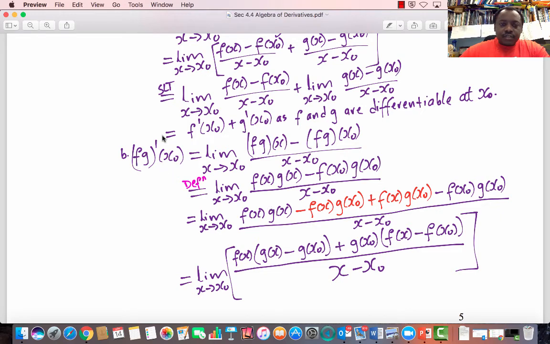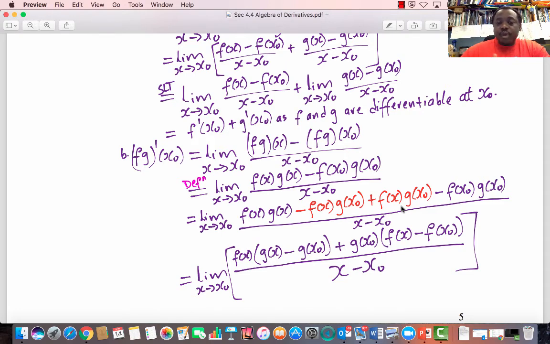f times g, all of that prime of x naught, is the limit as x approaches x naught of fg of x minus fg of x naught divided by x minus x naught. And by definition of the product of functions, that equals limit as x approaches x naught of f of x times g of x minus f of x naught times g of x naught, all of that divided by x minus x naught. And we play a beautiful trick here. We add and subtract f of x times g of x naught. We haven't really done anything because add and subtract that amounts to 0, but very important to us.